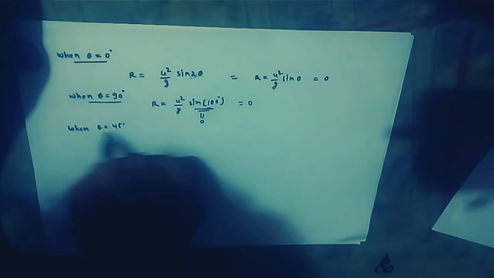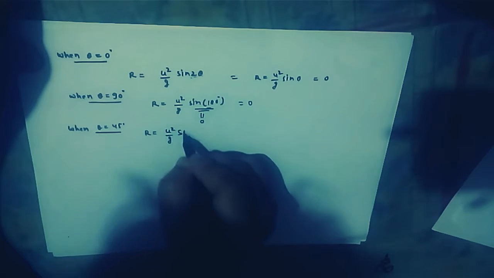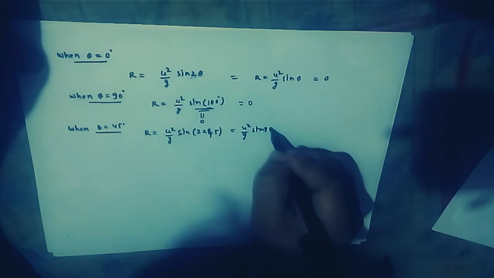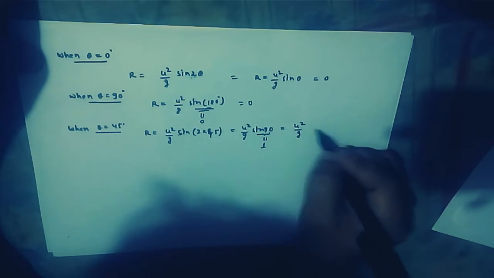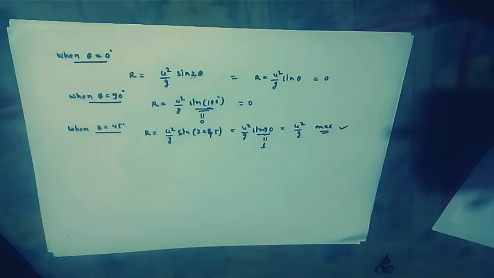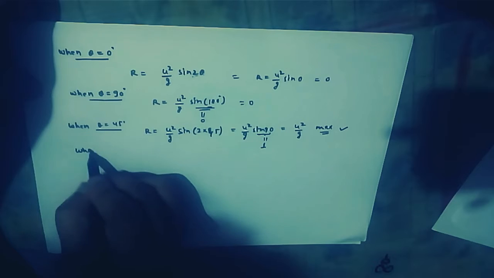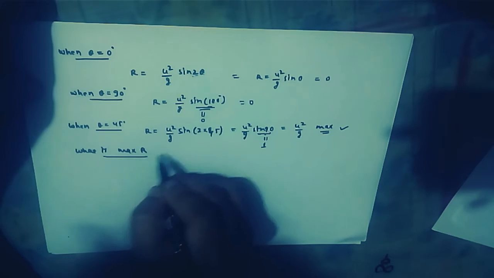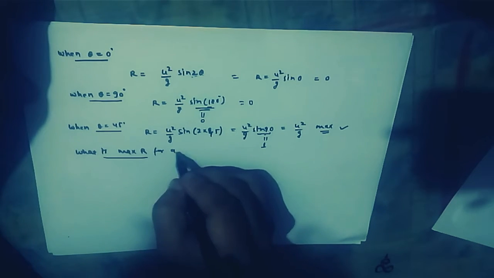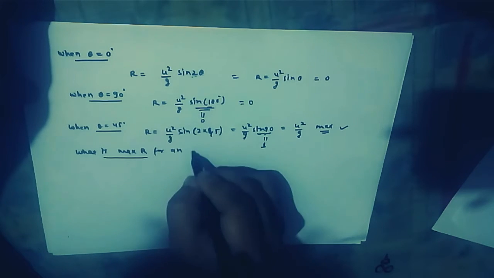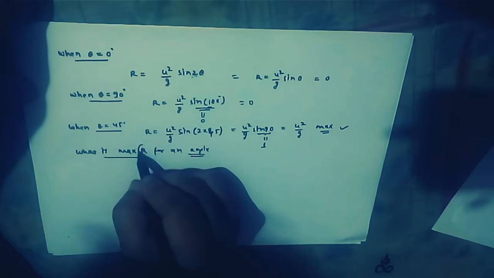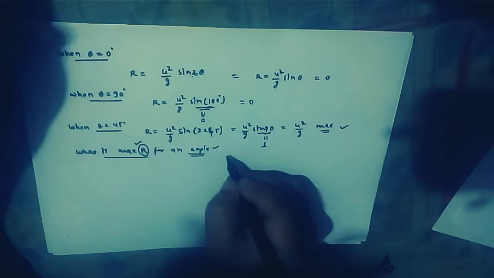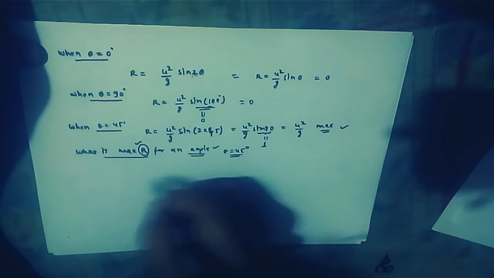When theta is 45 degrees, what is the range then? The range is u squared by g sin of twice 45, which is nothing but u squared by g sin 90. Sin 90 is 1, so the range is u squared by g. This is the maximum value. So one can ask, for what angle is R maximum? You have to prove that at an angle of 45 degrees, R is maximum. That is what you are trying to find.